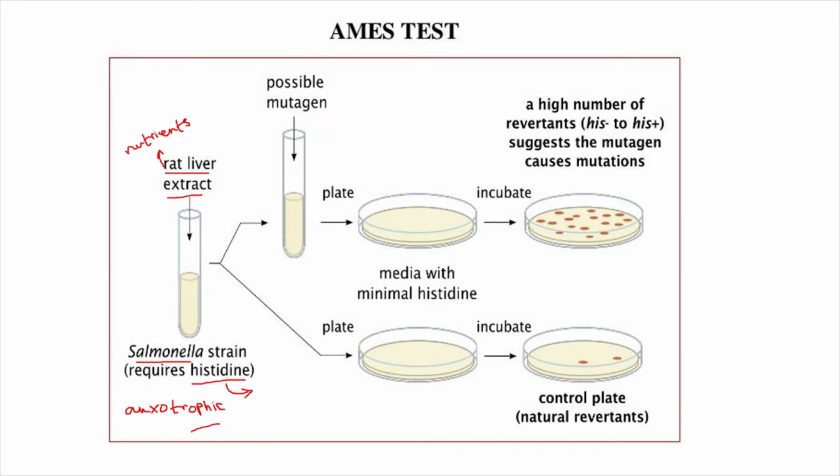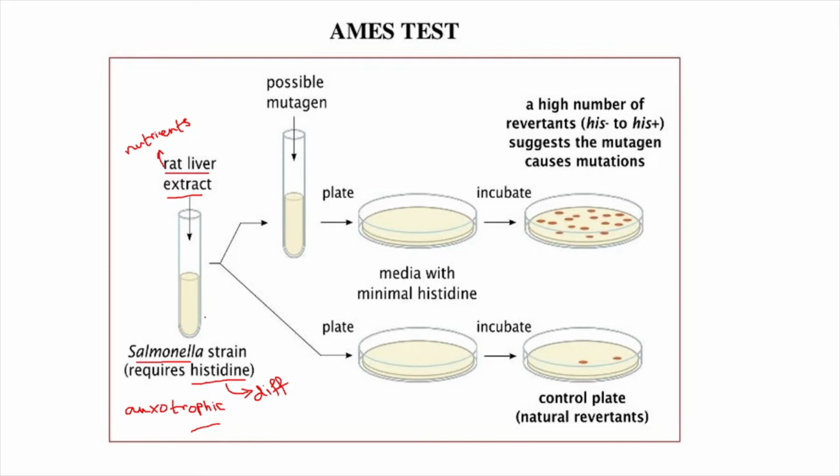Now why are we using this amino acid histidine? Because, as you will see later, this amino acid will be used as a differentiator. By this amino acid we will differentiate between the normal strains of bacteria and the mutagenic strains of bacteria.